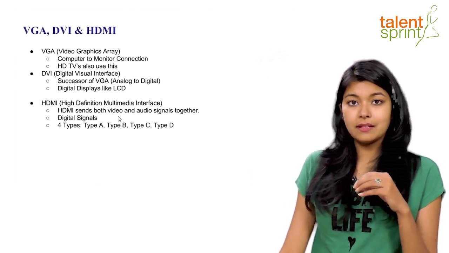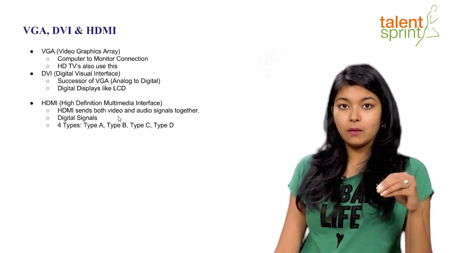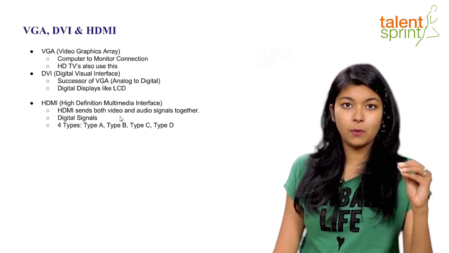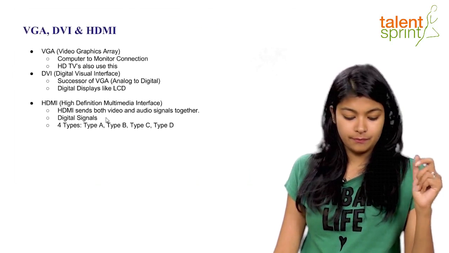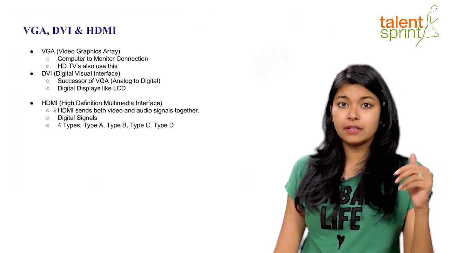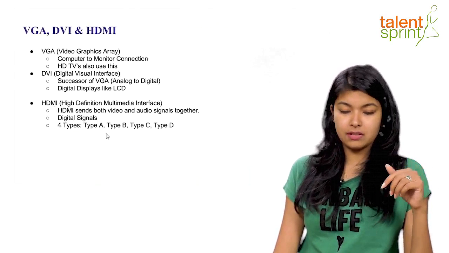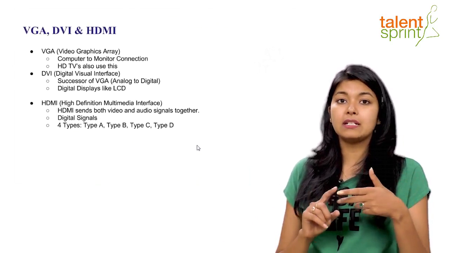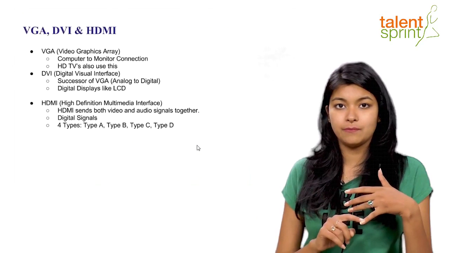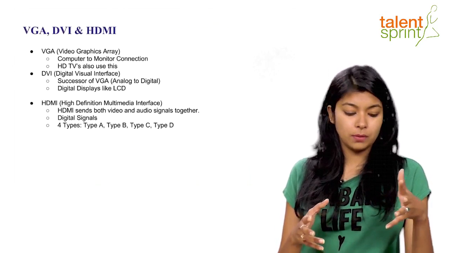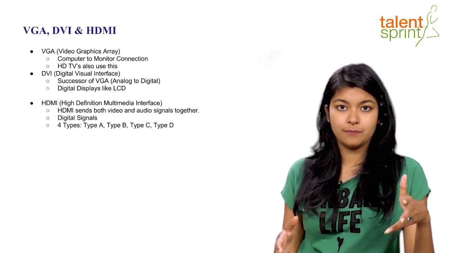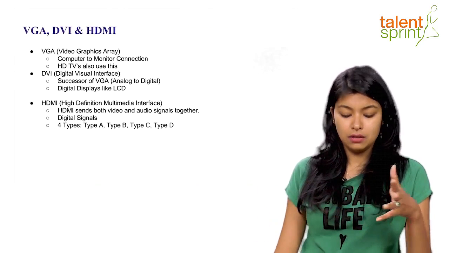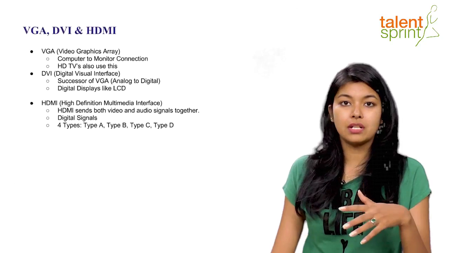Moving on to HDMI. HDMI sends both video and audio signals together, and it works on digital signals. If you have to classify HDMI, there are 4 types: type A, type B, type C and type D. So if you ever get a question like which one of the following is not a type of HDMI connection, and there is a type E in it, you know that type E is not an HDMI connection.